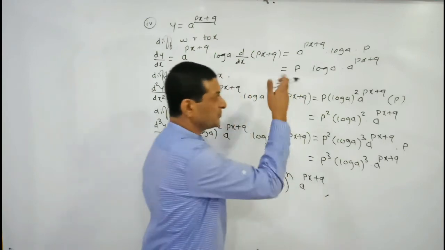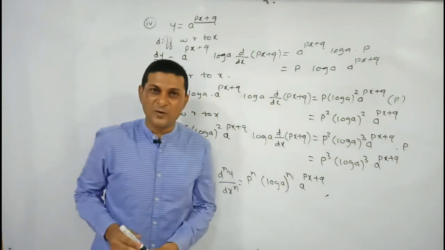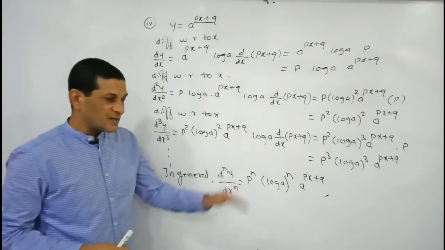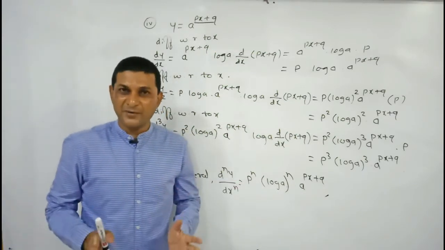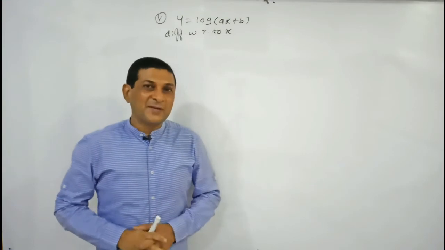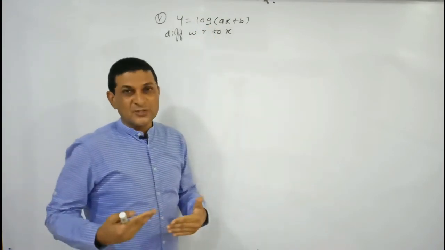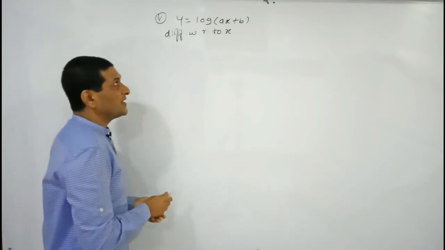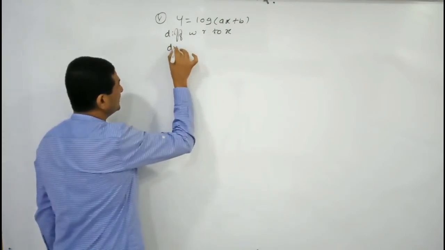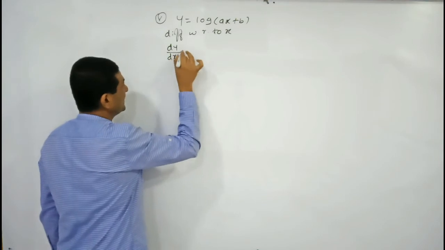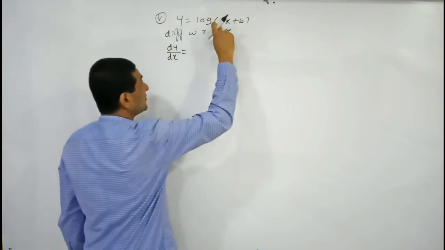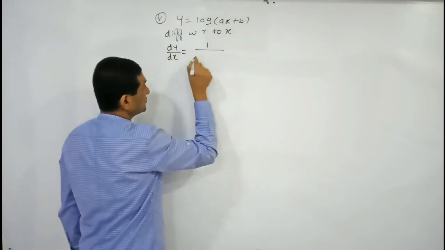In this way, observing the value of first order, second order and third order derivative, we have got the value of nth order derivative. Now see in example number 5, the given function is y is equal to log of ax plus b. So here also we are finding the nth order derivative. First let us begin with the first order derivative, dy upon dx. Here the function is in the form of log f of x, so its differentiation is 1 upon f of x.